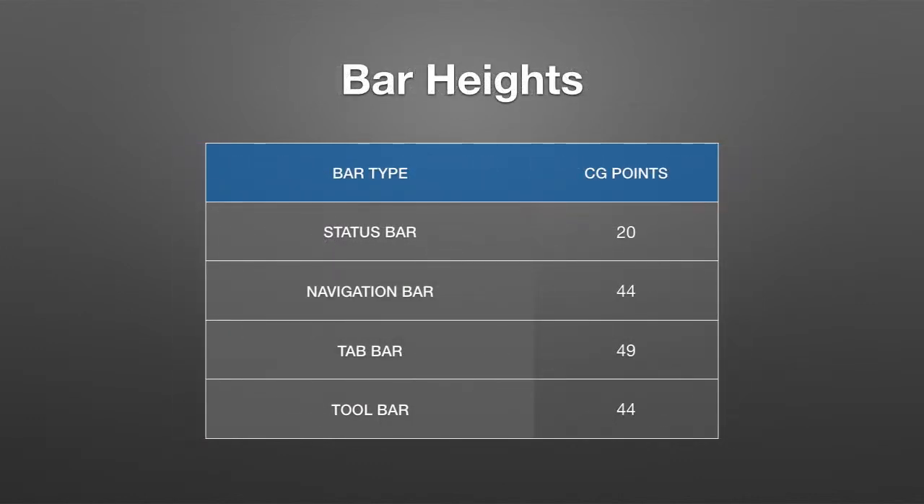Now, we get into the whole thing of bars. We talked about this in the last episode. We have status bar, navigation bar, tab bar, and toolbar. These things have heights. So in other words, the status bar takes up 20 points of the top of the screen. A navigation bar under it would be 44. A tab bar is somewhat bigger, it's 48. And a toolbar is the same height as a navigation bar. Let's go over to Xcode.